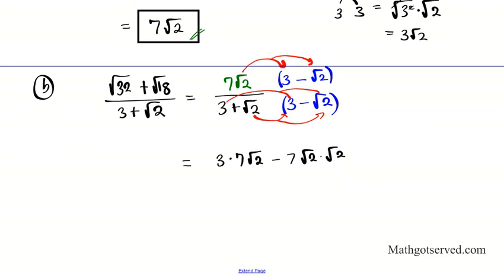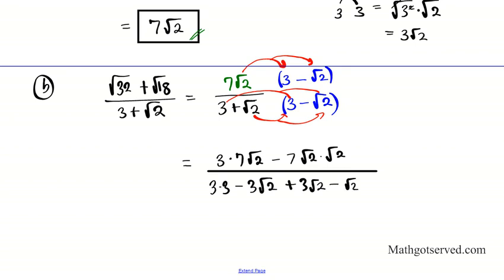And then for the denominator, let me just break down the steps so you don't get confused here. We have 3 times 3, minus 3 times root 2, which is 3 root 2. And then minus positive root 2 times 3, which is plus 3 root 2. Minus root 2 times root 2 is just root 2 squared. Okay? Alright, now let's simplify that.